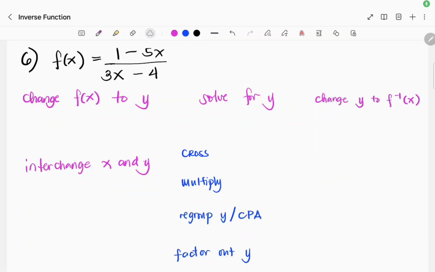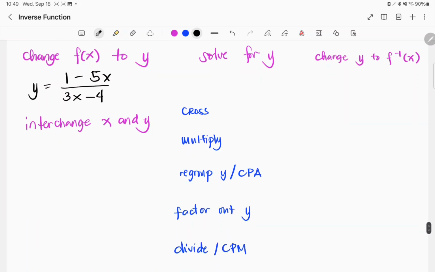Our last example, we have again a rational function, that is f of x is equal to 1 minus 5x over 3x minus 4. First step, change f of x to y. So f of x will become y, that is equal to 1 minus 5x over 3x minus 4. Second step is to interchange x and y. All y will become x, and all x will become y. And after that, we have to solve for y.